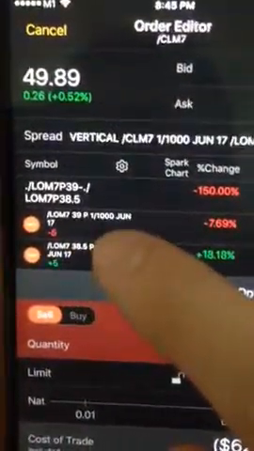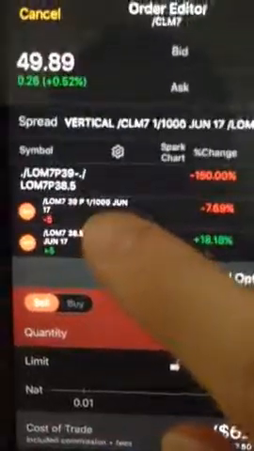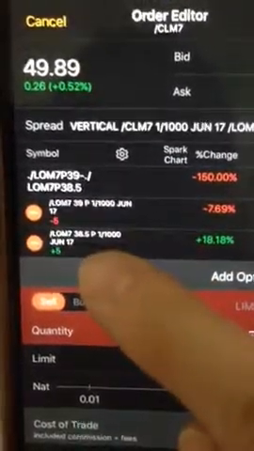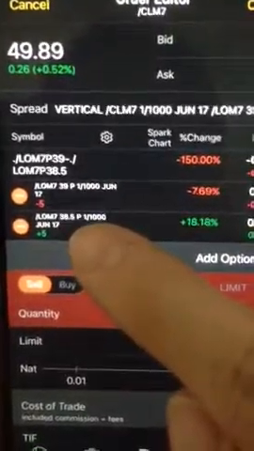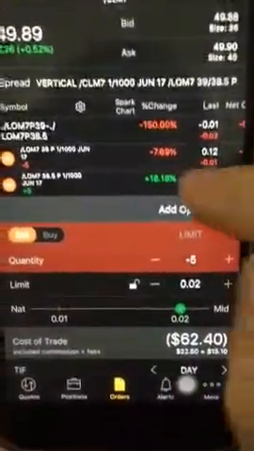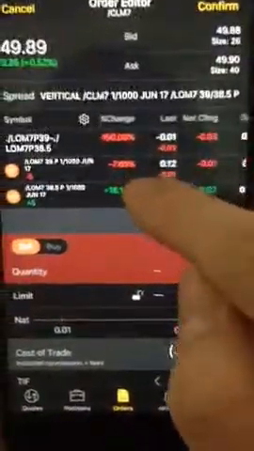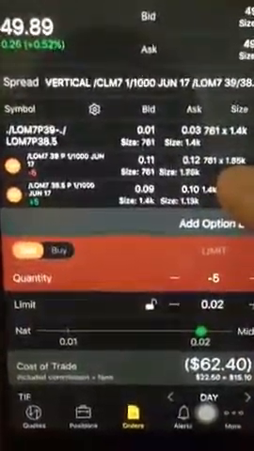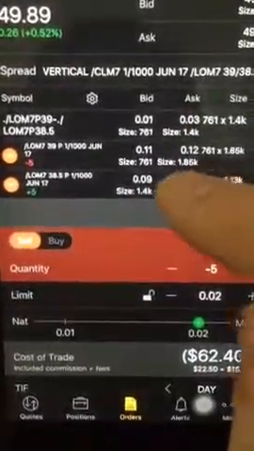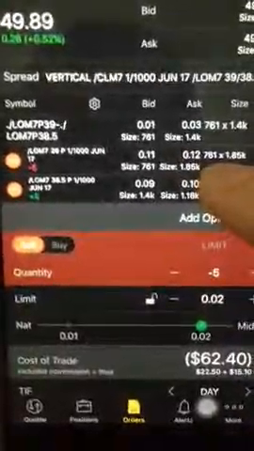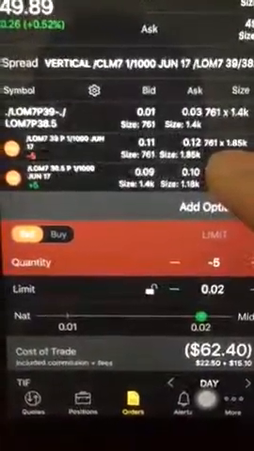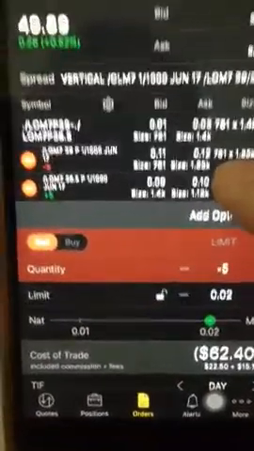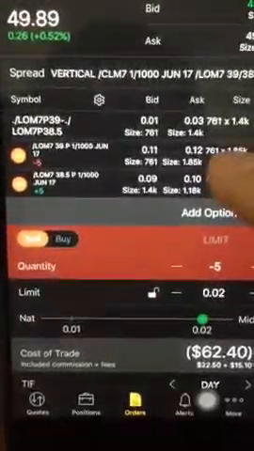Okay, so now the number tallies, so we are going to sell away 5 lots of 39 put, and buy 5 lots of 38.5 put to close this trade. You can scroll to the bid and ask price area. Then you can see, let's say 39 put is now bid price 11 cents, ask price 12 cents. Let's say you only want to sell it at 12 cents. So we just memorize that we're going to sell at 12 cents.